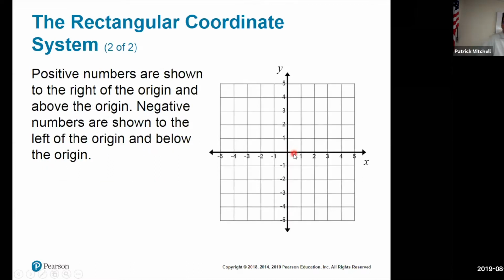And then when you mark off your axes, of course, positive numbers go to the right if you're on the x-axis. If you're on the y-axis, they go above the origin. Negative numbers go on the left on the x-axis and below on the y-axis, right?